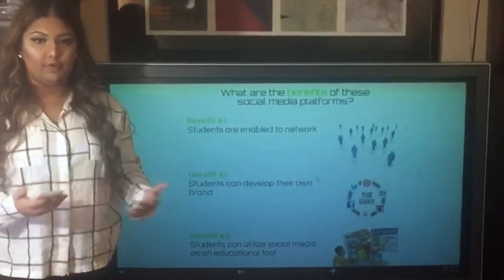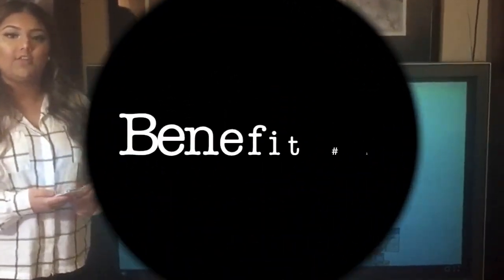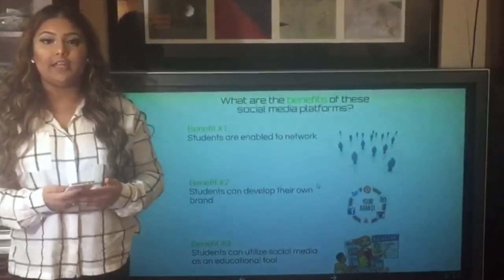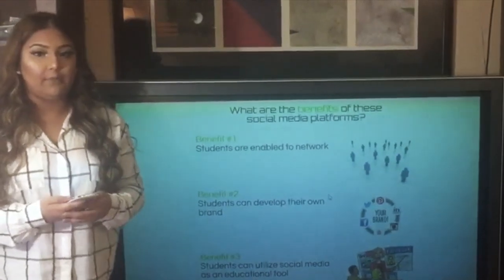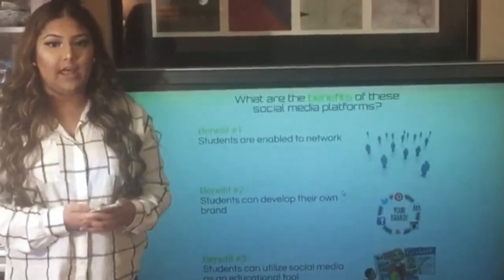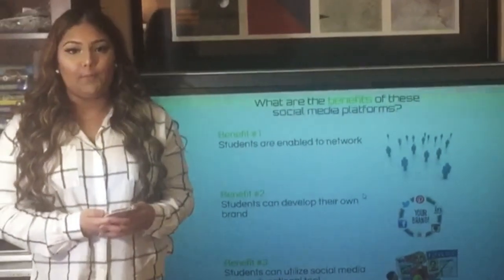Now on to the most important part of this presentation, the benefits of using social media for students. The first benefit is that students are enabled to network and develop connections with other individuals via the internet. Secondly, students can develop their own brand and promote themselves. Lastly, students can utilize social media platforms as educational tools where they can improve upon skills and become more knowledgeable.